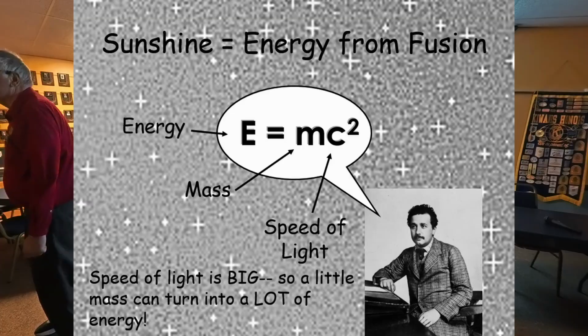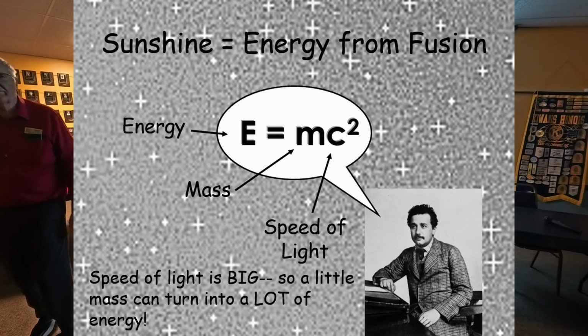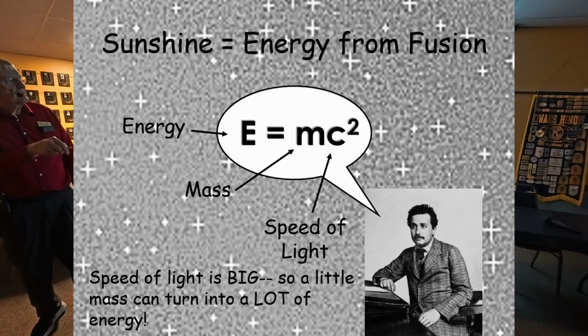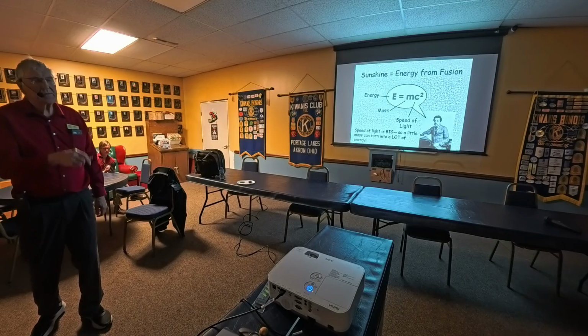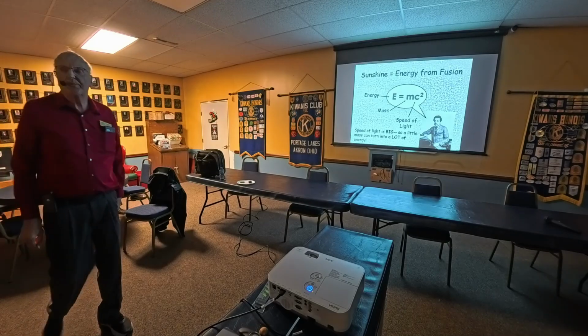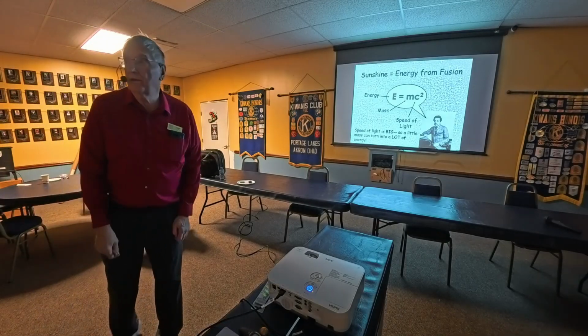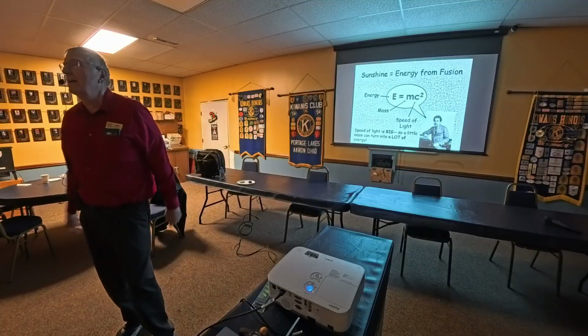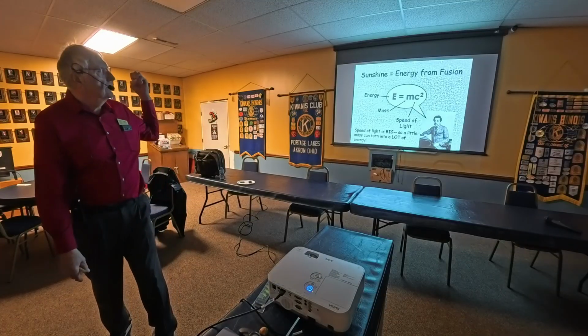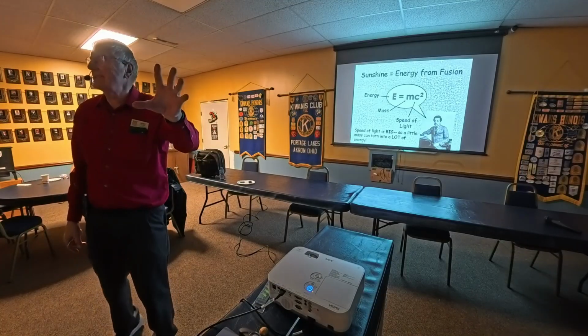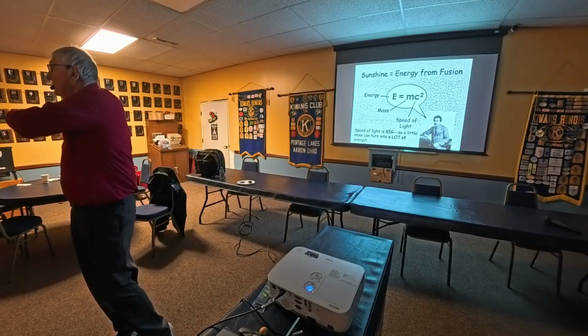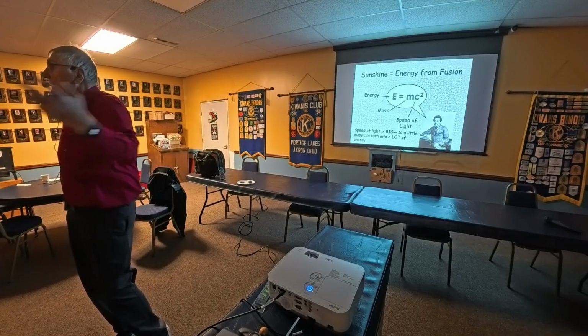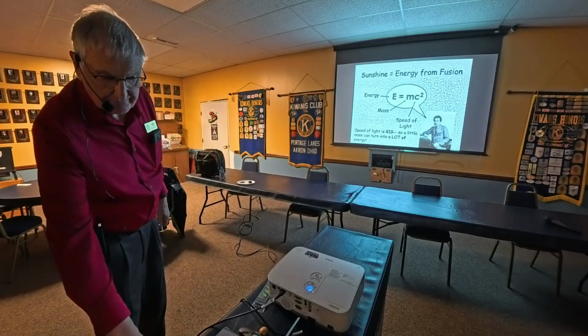Everybody's seen that? That's Einstein's conversion of mass. So the energy release is that difference in mass times the speed of light squared. Speed of light is a big number. You square it, it's a really big number. Okay? And so it doesn't take a lot of mass to convert it into energy to create a lot of energy.